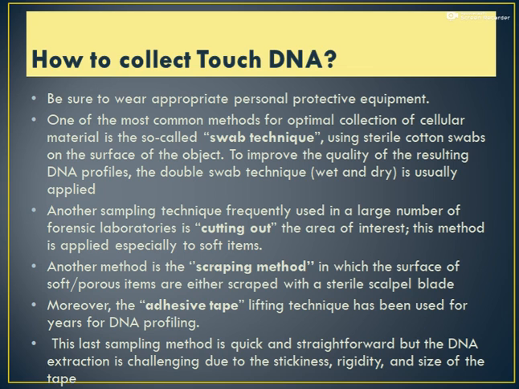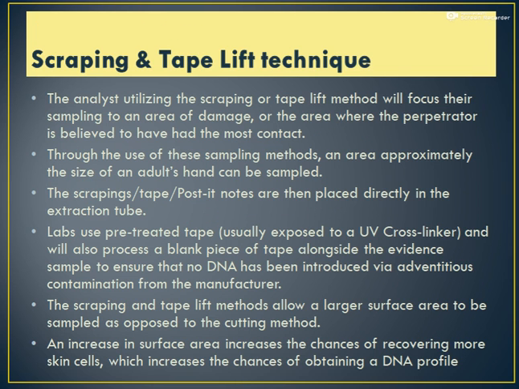The third method is called the scraping method. In the scraping method, the surfaces of the soft or porous items are scraped with a sterile scalpel blade in order to get the sample. And after that, we also have a tape lift method, where adhesive tapes can also be used. In the scraping and the tape lift techniques, the analysts will mainly focus their sampling on an area of damage or the area where the perpetrator is believed to have had the most contact.